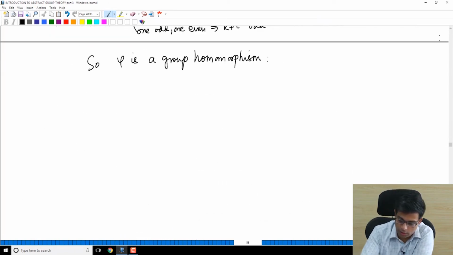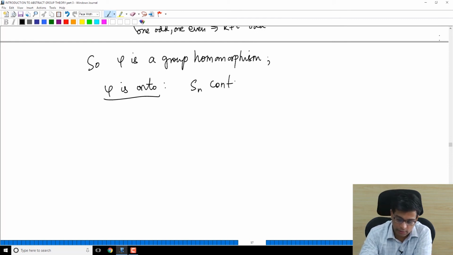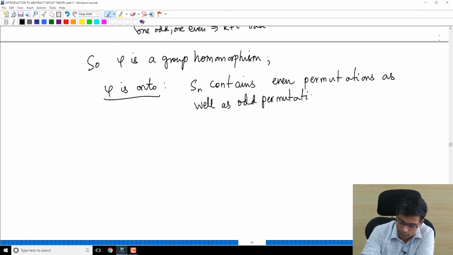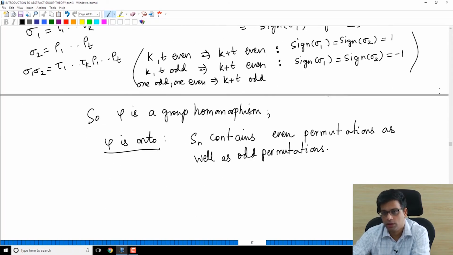What are other properties of phi? So phi is onto, right? Because certainly Sn contains even permutations as well as odd permutations, right? Because it contains both even and odd permutations, clearly it's onto 2. Some even things, for example, 2 cycles are odd, 3 cycles are even.